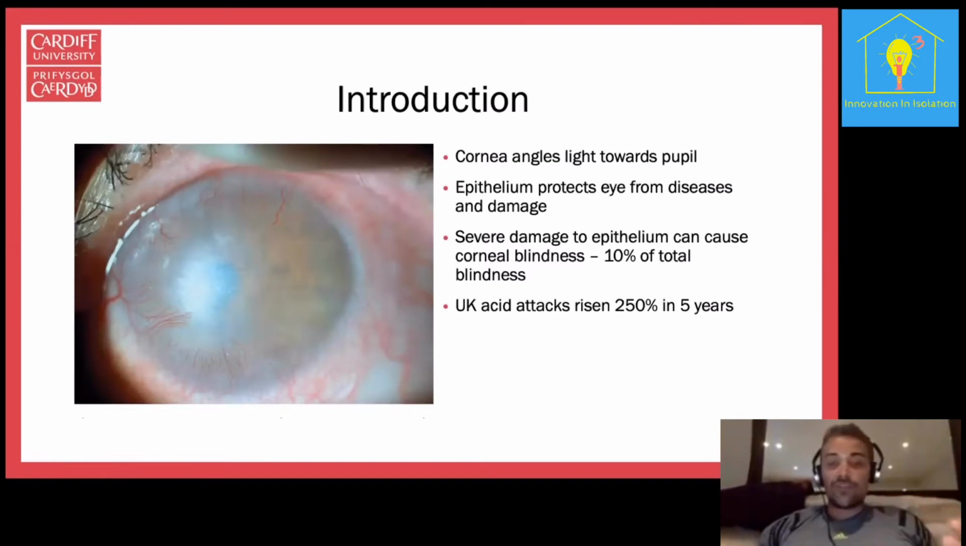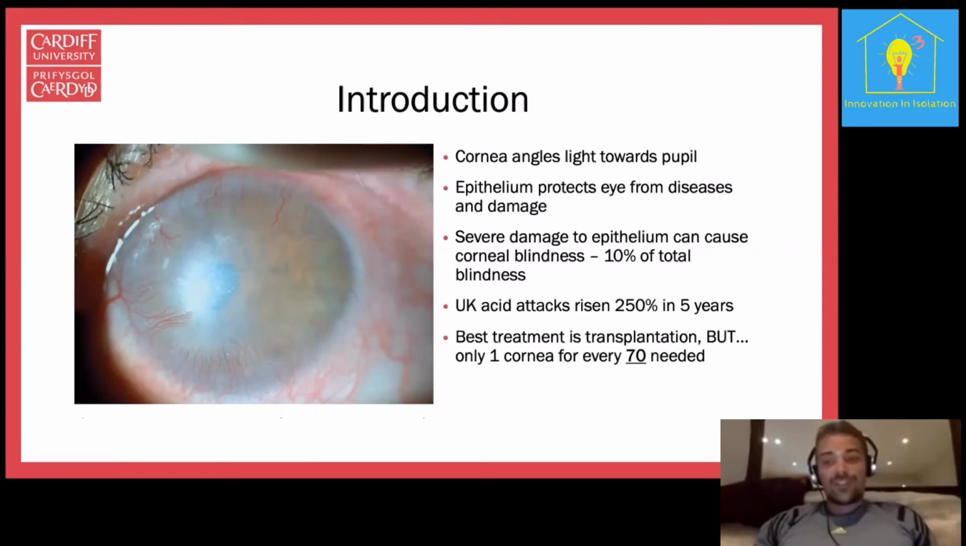This isn't the only thing that can cause this disease. You can also get limbal stem cell deficiency, where the stem cells in the limbus are lost. This can actually be from contact lens overwear, or also just physical damage or other chemical damage. So how do we treat this condition, which is very painful and also causes sight loss?